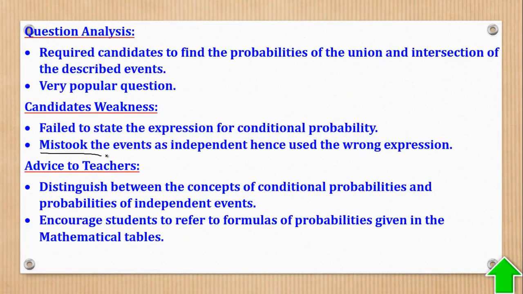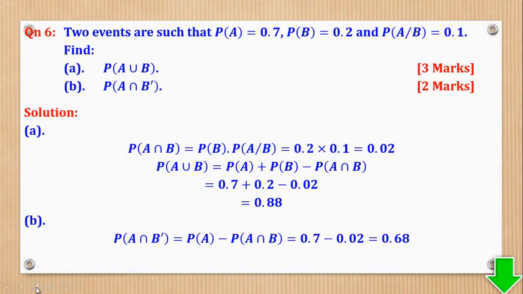Then also candidates mistook the events as independent events, hence used wrong expressions. So when they don't tell you that the events are independent, don't use independent events. What most candidates did when it came to getting probability of A intersection B, they said it is equal to probability of A times probability of B, which is not okay. So when they don't specify that the events are independent, don't use that condition.